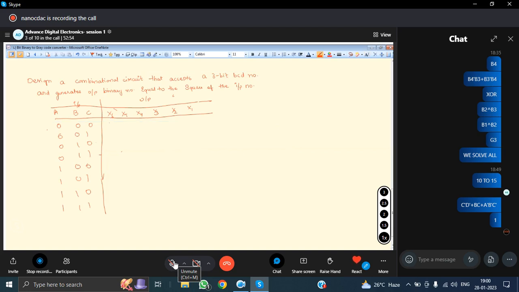So now 0 0 0 square gives 0 0 0 0 0 0. 1 square gives 0 0 0 0 0 1. Now 1 0 is 2, so 0 0 0 1 0. 3 square will be equal to 9.